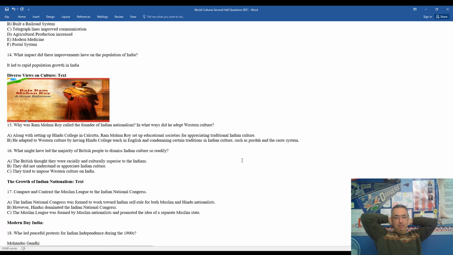They moved closer to modern-day India, which led peaceful protests for Indian independence during the 1900s. Of course, Mohandas Gandhi.